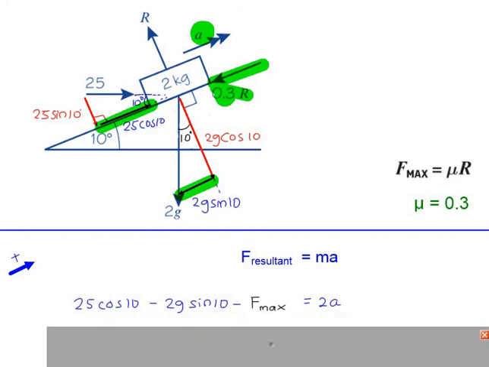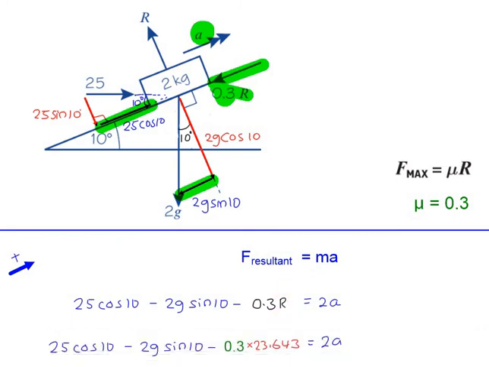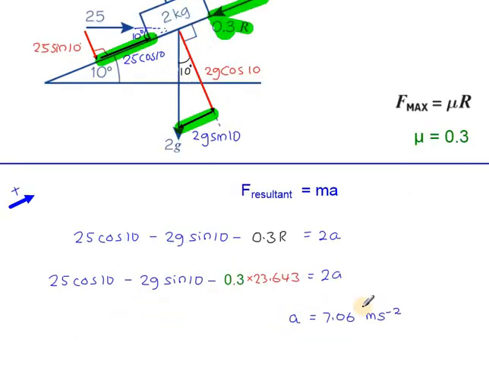So we have 25 cos 10 minus 2g sin 10 minus, now this will be the maximum frictional value, which is 0.3 times R, F equals mu R. So that becomes 0.3 times R. We already know what R is equal to, we've worked it out. And if we simplify, substituting the value of R into our calculation, and then solve the equation, we get 7.06 meters per second squared, that's the magnitude of the acceleration.